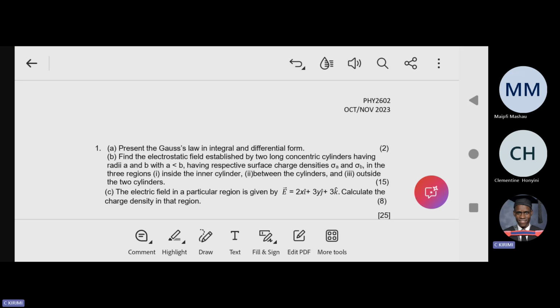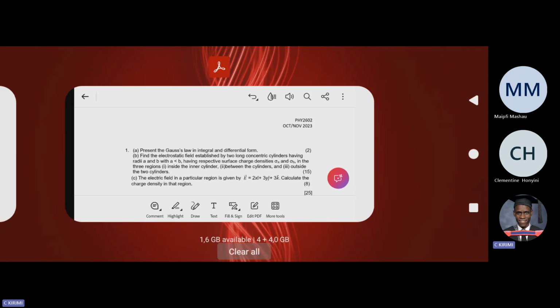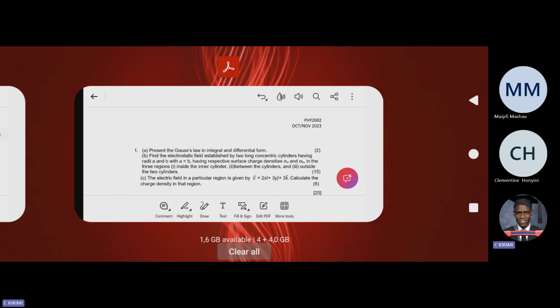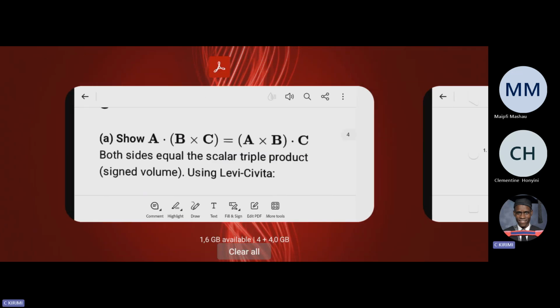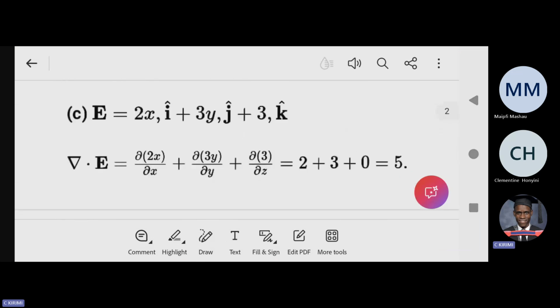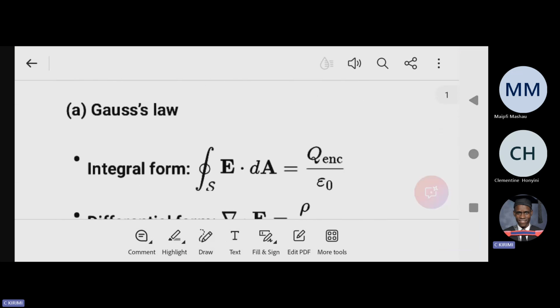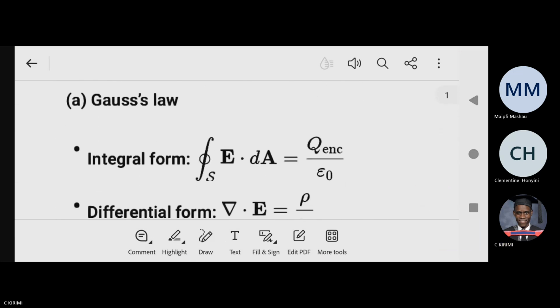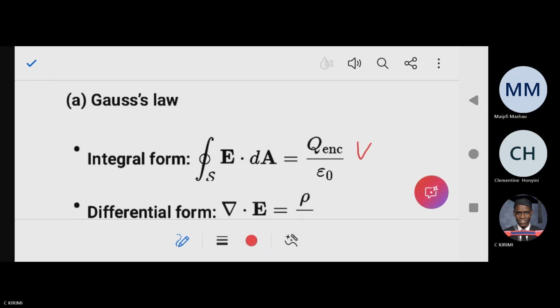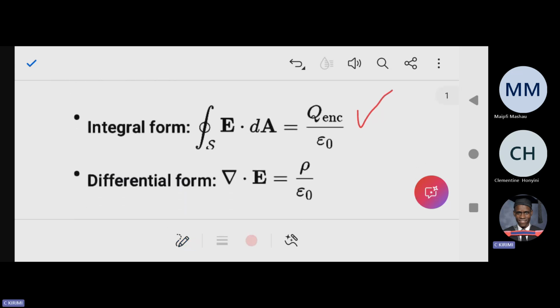Present the Gauss law in integral and differential form, which is number 1, 2 marks. So in integral and differential form, this is the Gauss law. So you get 1 mark for putting it in integral form, and 1 mark for putting it in what?